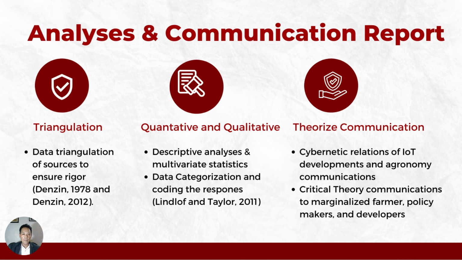When the data are in and the analysis is done as well as the communication report, we will look at three things. One is triangulation. The different sources of data will be evaluated to ensure data rigor and consistency. The second is on quantitative and qualitative approaches, utilizing descriptive as well as multivariate analysis. Specifically for qualitative analysis, we will look into data categorization and coding of the responses and developing those responses into themes. As such, the communication will be theorized, for example, the cybernetic relations of IoT, digital agronomy developments and communications, as well as critical theory of communication to marginalized farmers, policymakers, as well as developers.